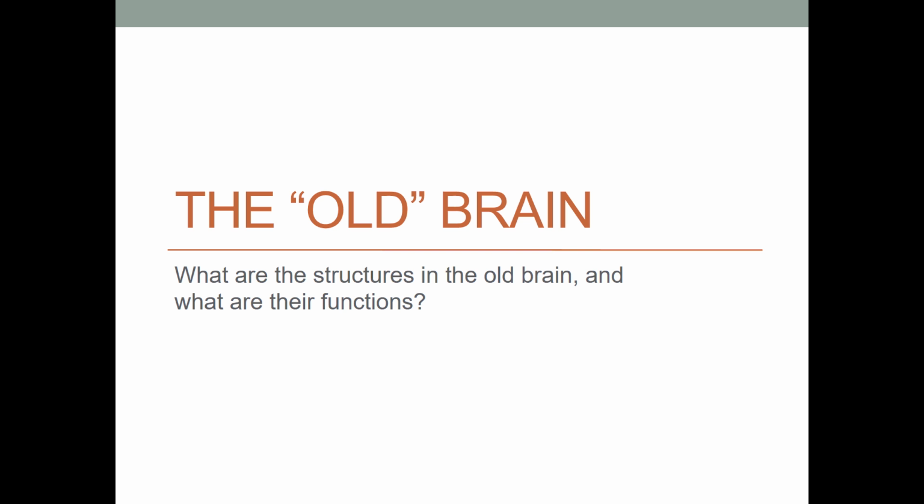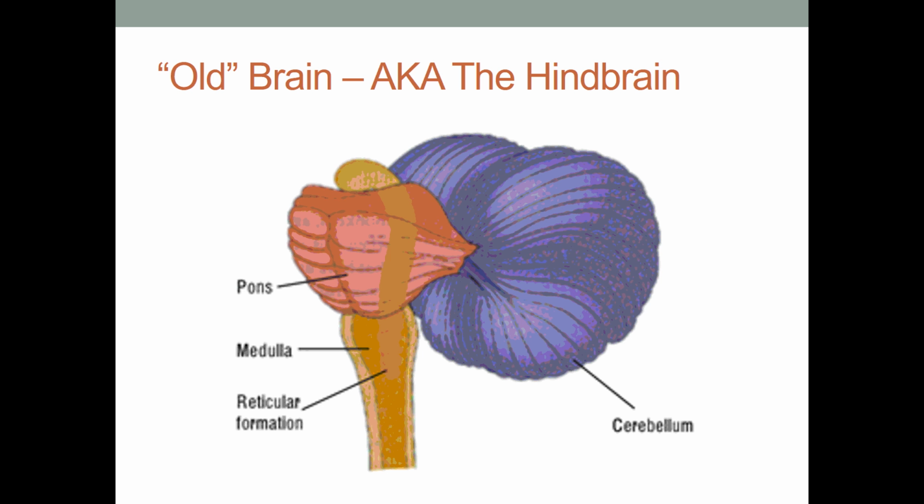So we're going to start in the old brain, and the old brain is right here at the top of the spinal column. So there's your spine. And then right when we get to the top, the bone stops, and it gets encased in your cranium. And then we end up in the old brain, which is sometimes also called the hindbrain because it's the part of your brain that's in the back of and underneath the rest of the brain. And so the structures we're going to look at are the reticular formation, the medulla, the pons, and the cerebellum.